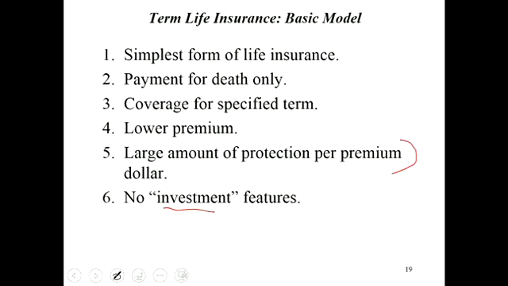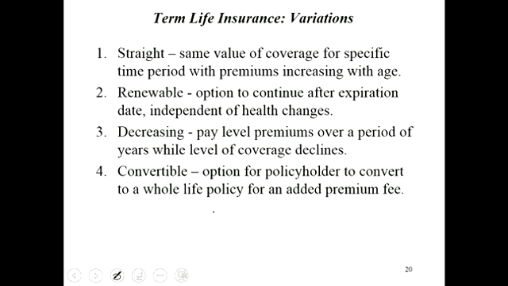Now, term insurance has no investment features, something that we see in the whole of life that's simply not here. There are some variations on them, depending on how the contract is written. The first one, what's called straight, you have exactly the same coverage for the specified period, and of course, as you get older, the probability of dying goes up, and so your premiums rise. So as time goes on, you pay more, and coverage stays the same. The next one, renewable, is fairly common to see in a policy. You can simply roll this policy over. So if you come to the end of your term insurance, you have an automatic right to roll it over and continue it.